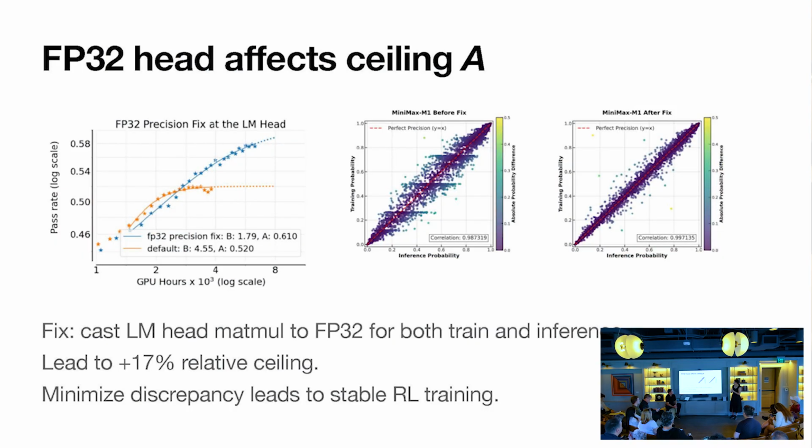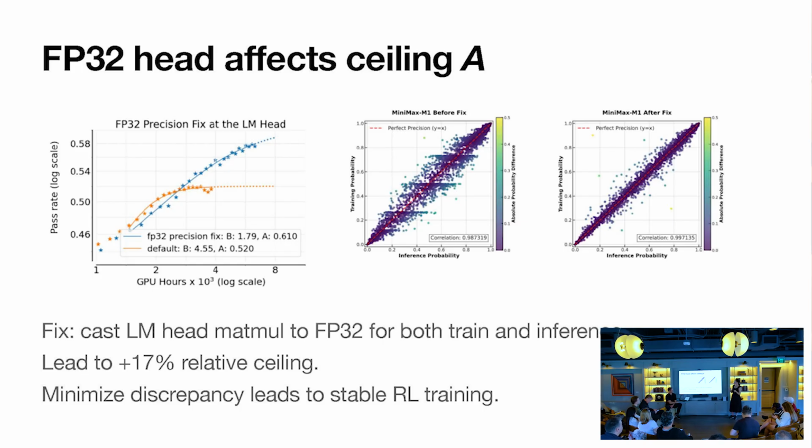In the ScaleRL paper, they do something similar. They use a fix that basically casts the matrix multiplication to FP32 for both training and inference. You see that before this trick, we have very scattered values, but after it, the values are much more centered and aligned. Just by this precision fix, you can look at the curve over there, they got a plus 17% relative ceiling. So just by fixing precision, you can affect your training performance quite a lot.